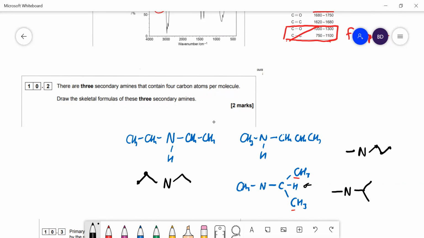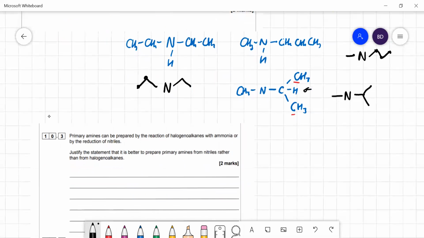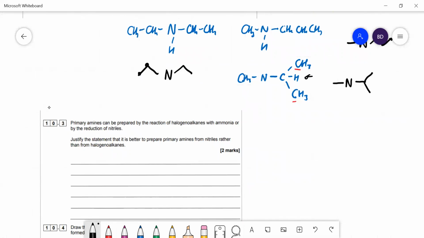So there's your secondary amines. Right, primary amines can be prepared by the reaction of halogenoalkanes with ammonia or by the reduction of nitriles. Okay, so justify the statement it's better to prepare primary amines from nitriles rather than haloalkanes. Okay, right, now if you do it from a nitrile, you reduce it, so you can add hydrogen, nickel catalyst, and you will get that. Now the advantage of that is that's the only product.